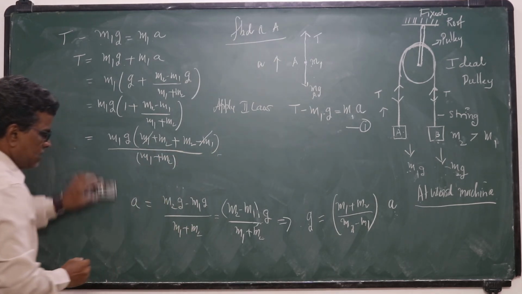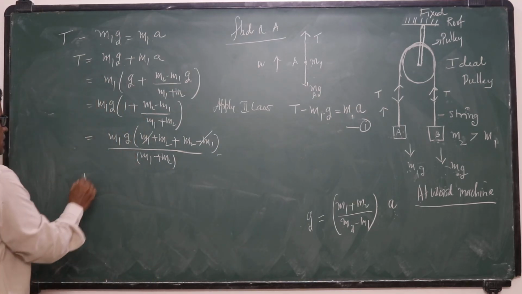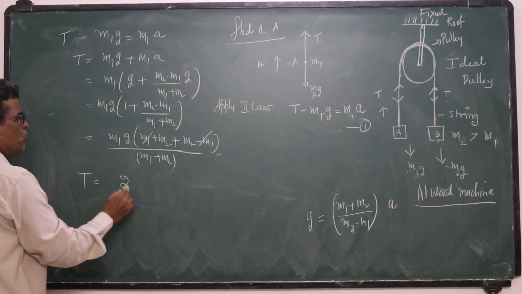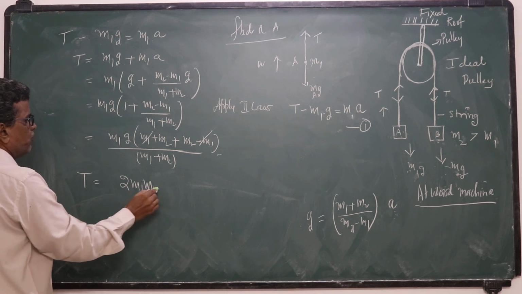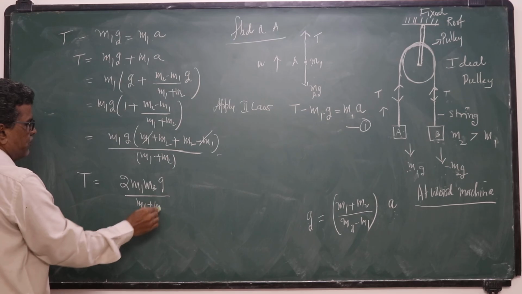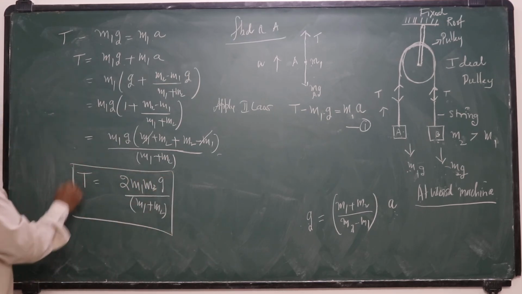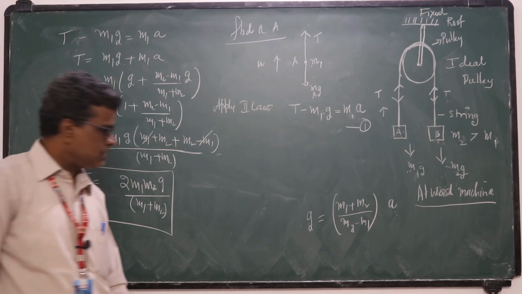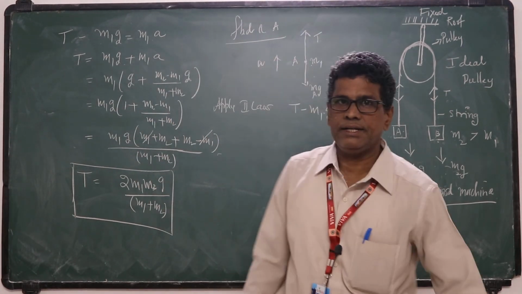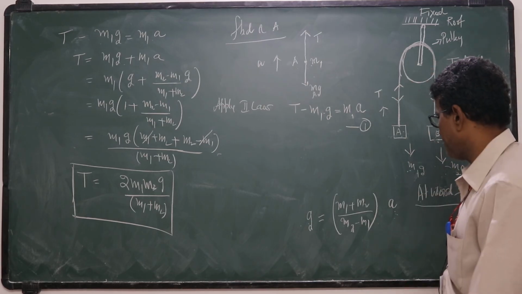So what is the tension in this string? T is equal to 2 M1 M2 G by (M1 plus M2). Thus we got the tension in the string. Okay? This is the procedure, this is the way to calculate the tension in the string when you are using a single pulley. Okay?